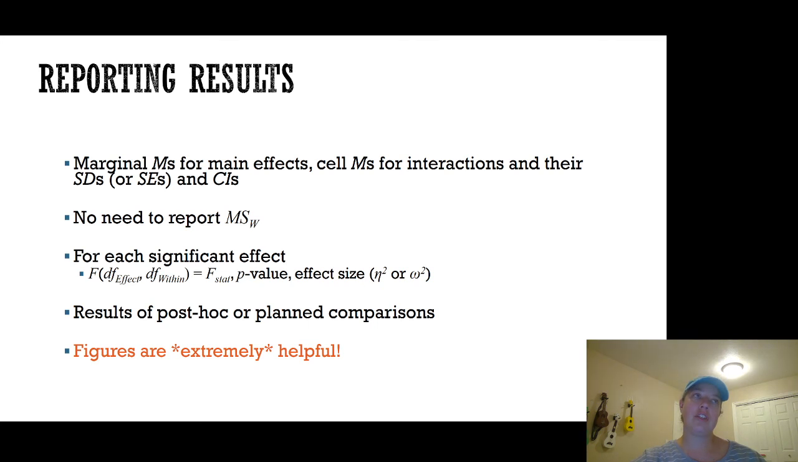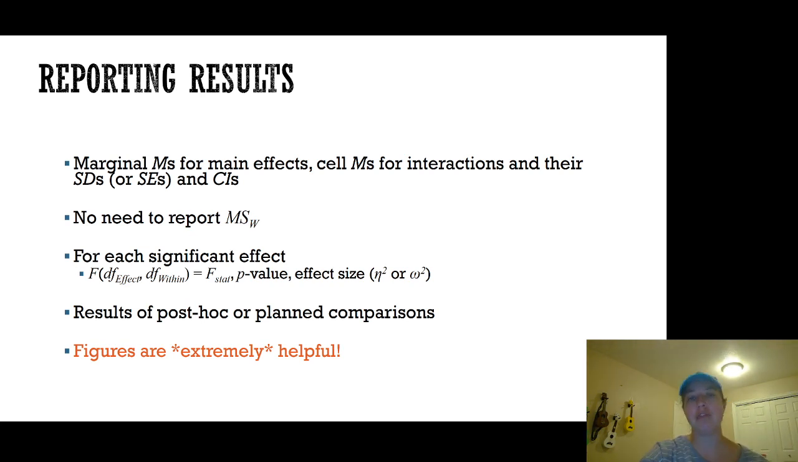Often we're then going to say we're going to do descriptives. The means table is very, very helpful in reporting, either as a table or as a plot. I said this before, you don't need to report the mean squared within, although historically people have. You do need to report all 3 F statistics. Even though we might not interpret the main effects, you will want to report the F values with their degrees of freedom and p values and potentially effect sizes for both main effects and the interaction, as well as any post hoc or planned comparisons you follow them up with.